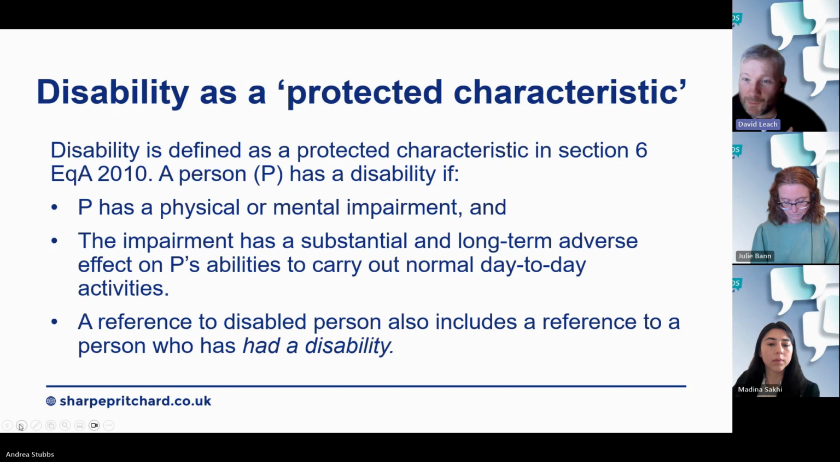I think a lot of people may be rolling their eyes, going, great, more and more people are now going to bring claims. Not necessarily, it's just be aware that policies and things can have a wider impact than was imagined at the time. Next slide, please.